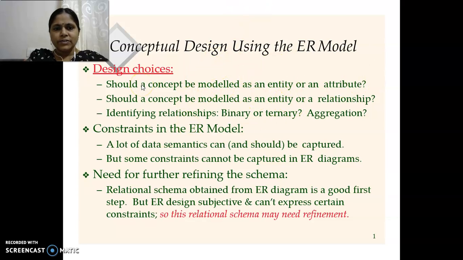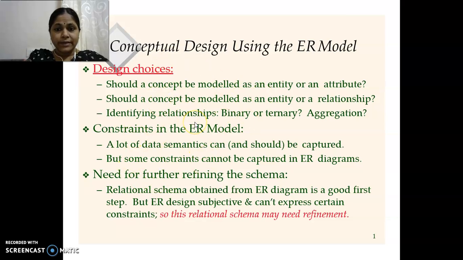So what are the design choices for the ER model? Whether a given concept can be modeled as an entity or an attribute, whether a concept can be modeled as an entity or a relationship, and whether the relationships can be expressed in terms of binary, ternary, or aggregation. All the design choices should be properly taken care of while drawing the ER diagrams.